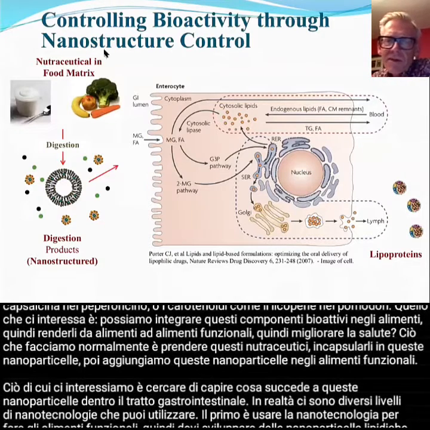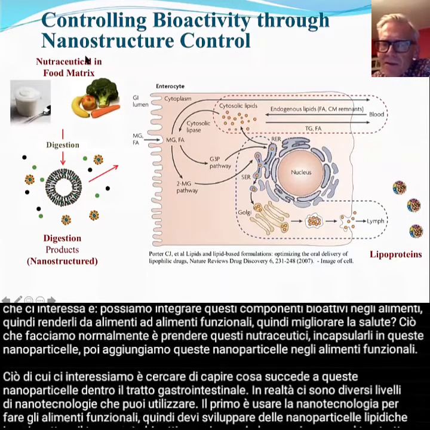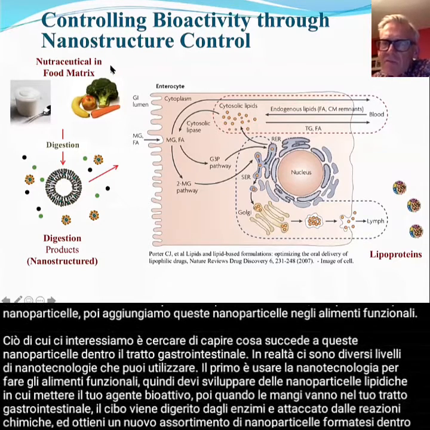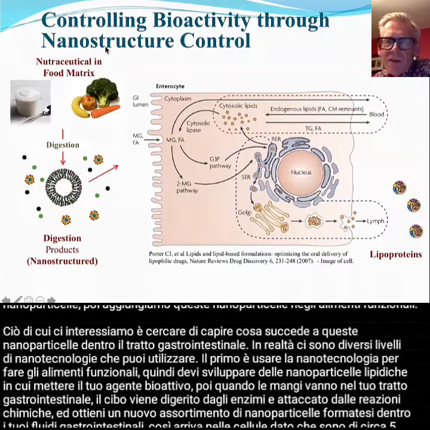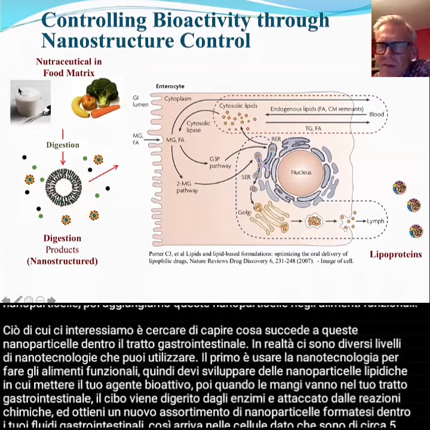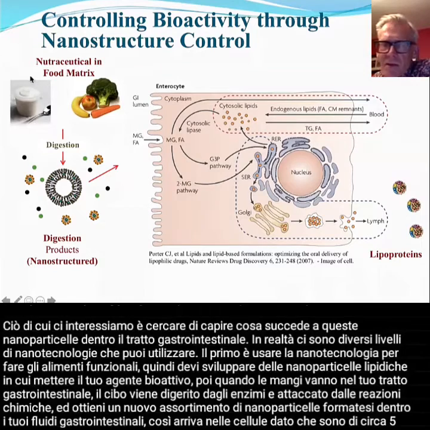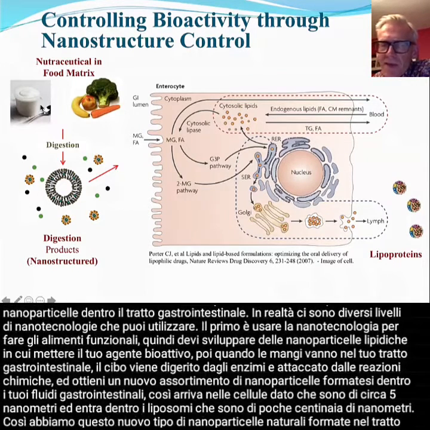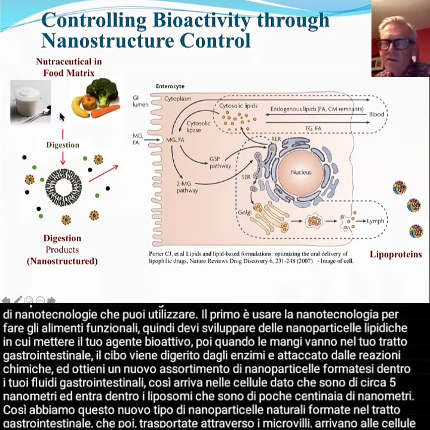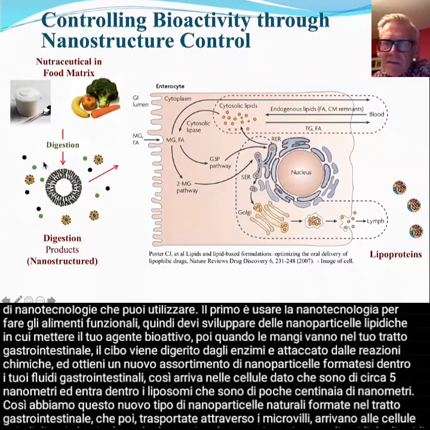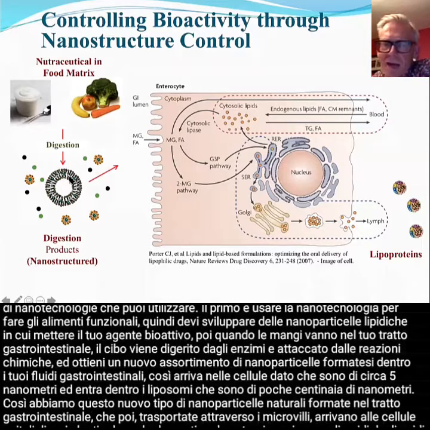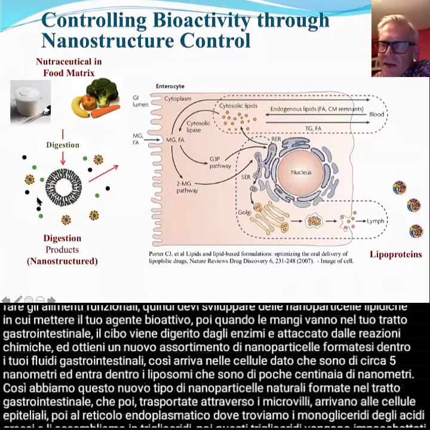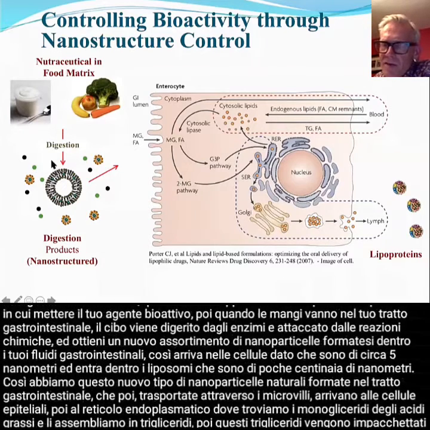And what we're interested in is trying to understand what happens to these nanoparticles inside the gastrointestinal tract. So really there are different levels of nanotechnology you can use here. First of all, you need nanotechnology to make your functional food. So you have to develop lipid nanoparticles to put in your bioactive agent. And then when you eat them and they go through your gastrointestinal tract, the food gets digested by enzymes and acids and mechanical forces. And you get a new set of nanoparticles formed inside your gastrointestinal fluids.